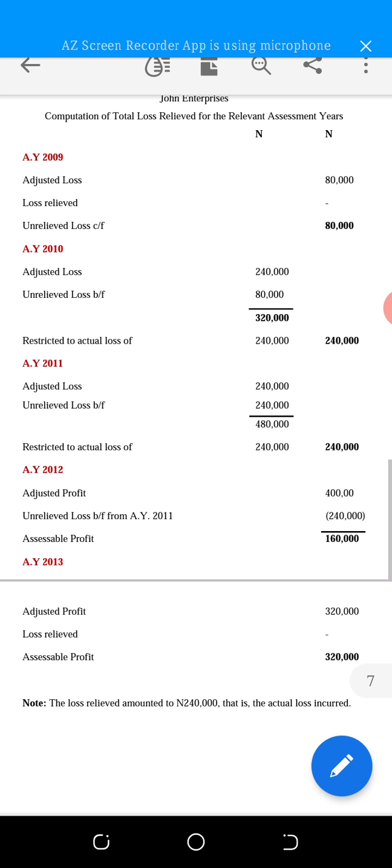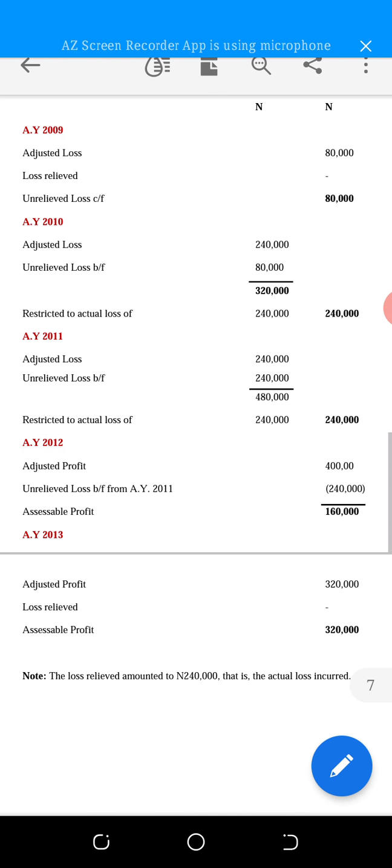That's to say, if you are calculating to get adjusted profit or adjusted loss, make sure that the amount of loss you are relieving should not be more than the loss incurred. If you calculate adjusted loss, add the unrelieved loss brought forward, and you aggregate them, and those losses are beyond the actual loss incurred, you have to restrict it to the actual loss which was incurred. Please, if there's any question here, ask me.